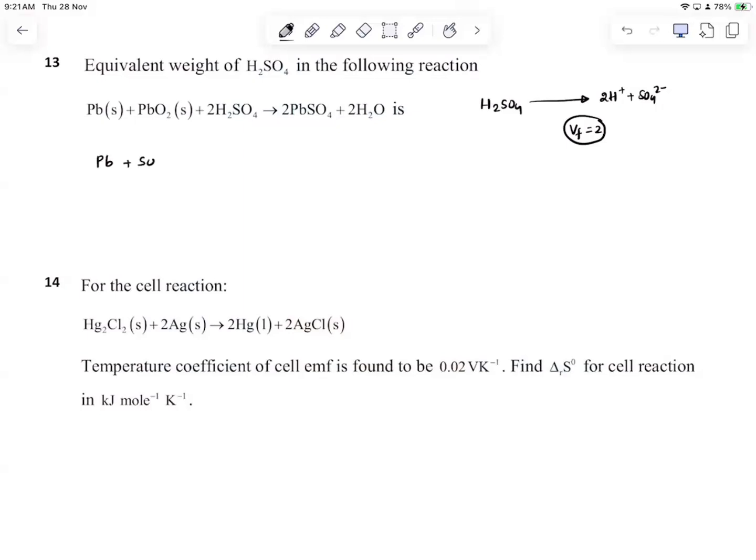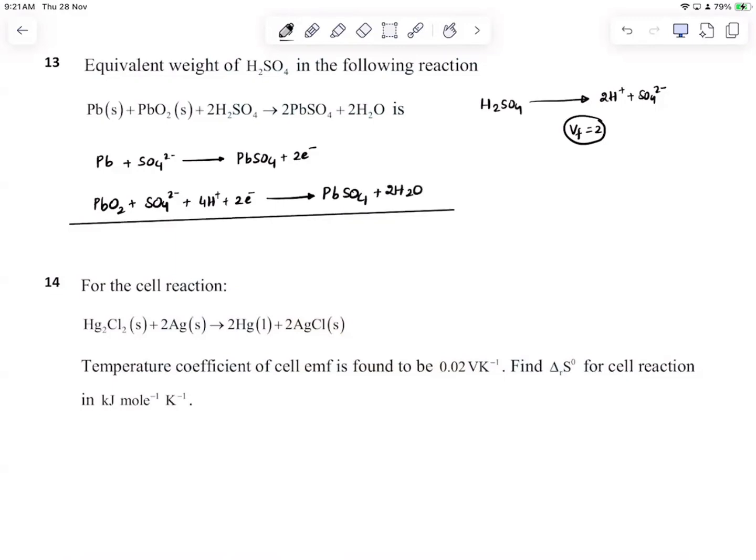Lead will react with SO4 2 minus to get PbSO4 plus 2 electrons. This is what is happening at the anode. And then PbO2 plus SO4 2 minus plus 4H plus plus 2 electrons gives PbSO4 plus 2H2O. Got it? Now the problem here is, if you notice the balanced equation, PbO2 plus Pb, together I can write it as 2 moles of H2SO4, isn't it? 2 moles of H2SO4, plus the 2 electrons which are being given and taken, to get 2 moles of PbSO4 plus 2 moles of H2O.